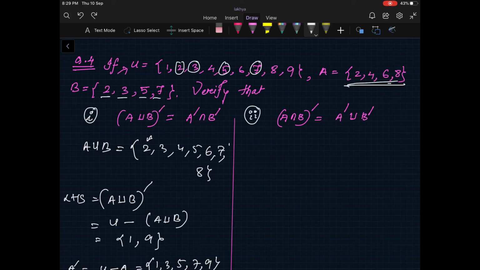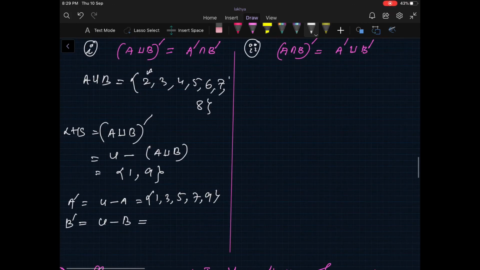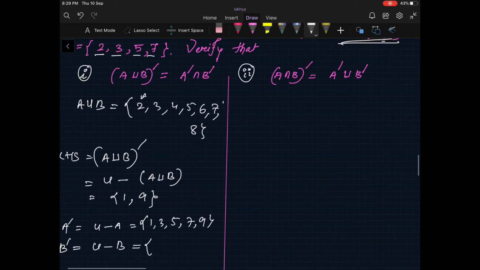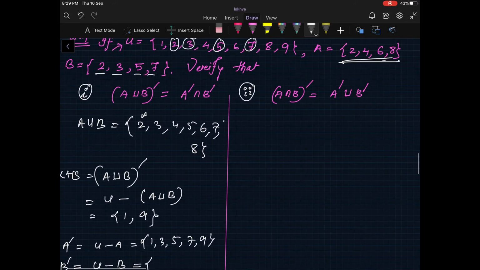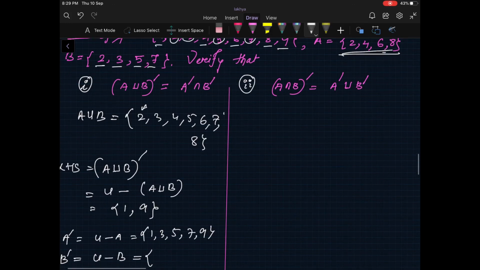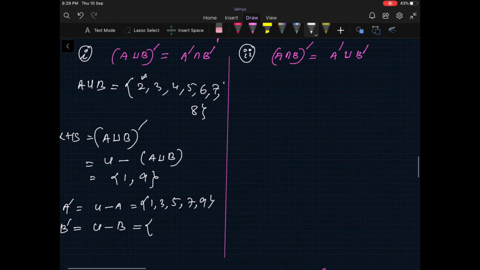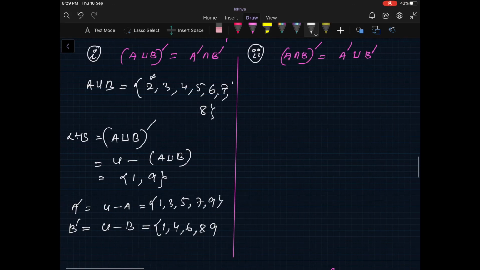So what are the elements? Here you see 2, 3, 5 and 7. So the set of the remaining elements is the B complement. What are the remaining elements here? Not 1, 2, 3, 4. It is 1, 4, 6, 8, 9. Okay, B complement is 1, 4, 6, 8, 9.